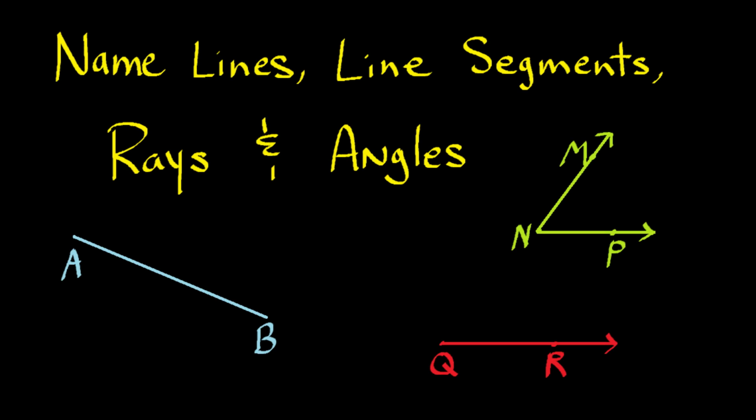In this video, I'm going to talk about how to name lines, line segments, rays, and angles. One way to name lines is by using 2 points on the line. In this example here, we have 3 points drawn on a line, but we only use 2 points to name a line. So we have several options.